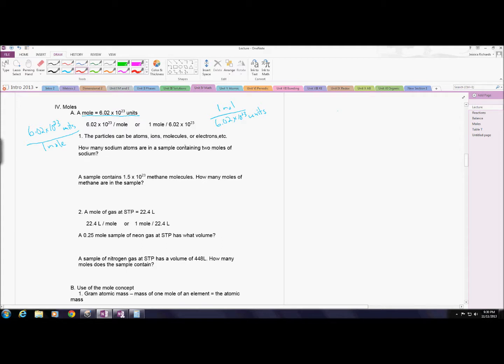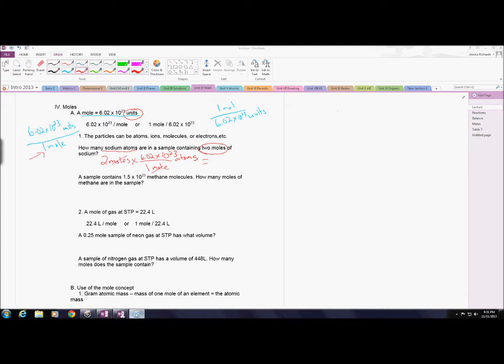But if we just use our factor label method, and they want to know how many sodium atoms are in a sample containing 2 moles of sodium, you have 2 moles, and they want to know atoms. So when you pick your factor, you want to pick the factor where moles are on the bottom so that the moles cancel. And you put the 6.02 times 10 to the 23rd atoms at the top. So I wrote units here, but this could be atoms, it could be molecules, it could be whatever. The moles are going to cancel.